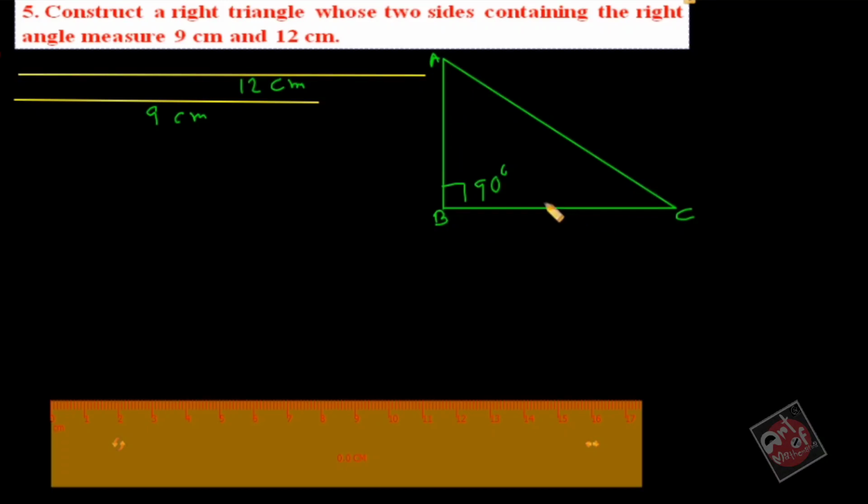Now how to convert the angle into a triangle? Here it says the sides containing the right angle measure 9 and 12. Containing the right angle means, tell me, this is our 90 degrees. So containing this angle, that means the BC side and AB side. According to this figure, angle B is 90 degrees. So containing this angle should be BC and AB. AC is not a side containing the right angle. It is opposite the right angle, so that's why it is the hypotenuse.